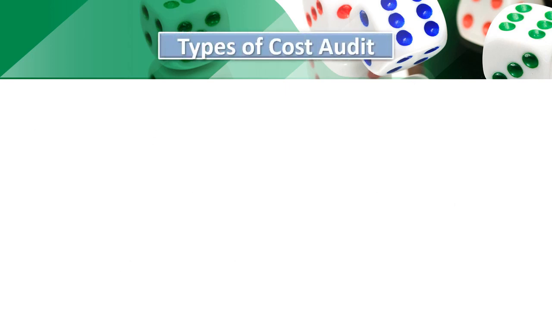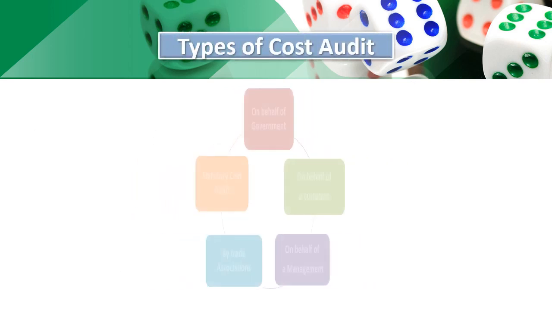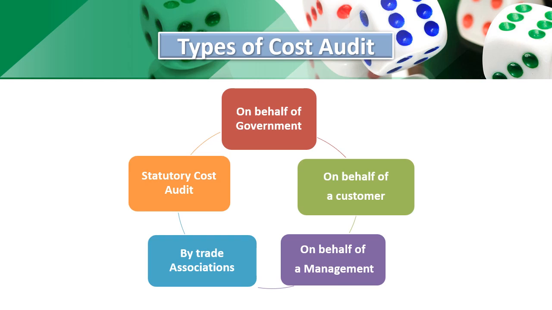Here are some types of cost audit. The types of cost audit depend upon the benefits received by some parties by conducting such audit. There can be a cost audit on behalf of the government. There can be a cost audit on behalf of a customer. There can be a cost audit on behalf of the management, by trade associations, or a statutory cost audit. We will discuss these one by one.